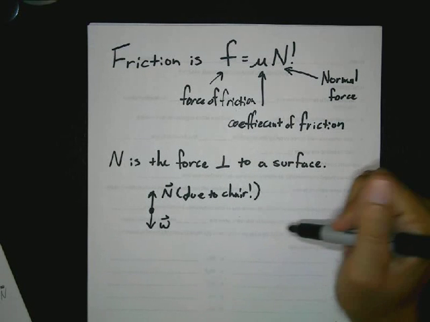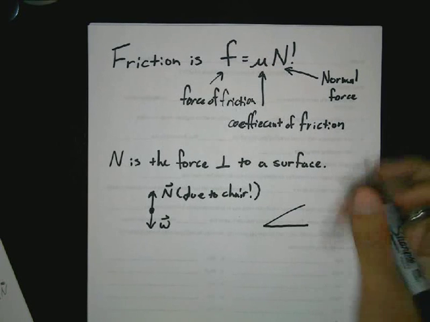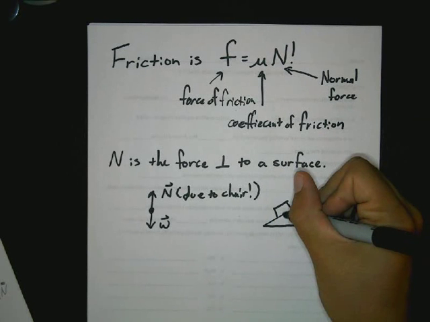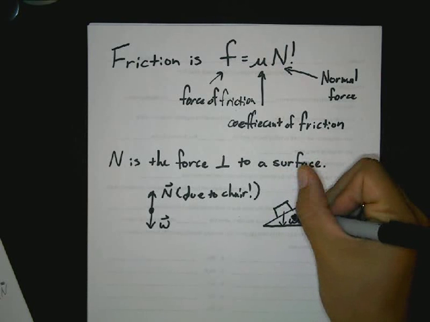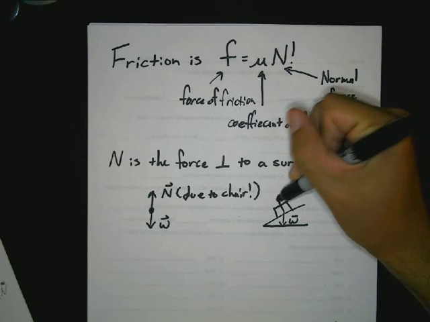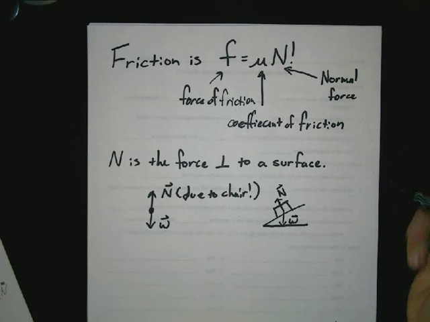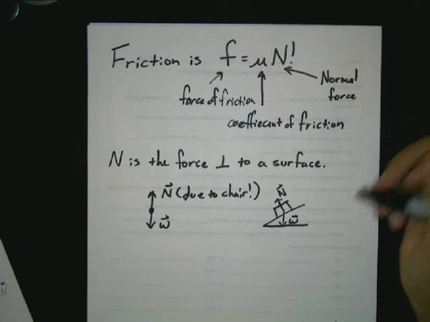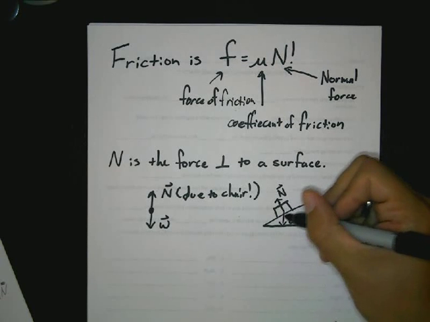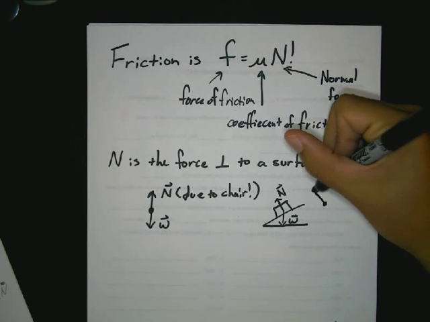Now you can also have normal forces that are at an angle. So if I have a box on an incline, I'm going to have weight here, and perpendicular to the surface is the normal force. So it points out at an angle. Now here it's not exactly equal and opposite to weight. Here is the normal force.